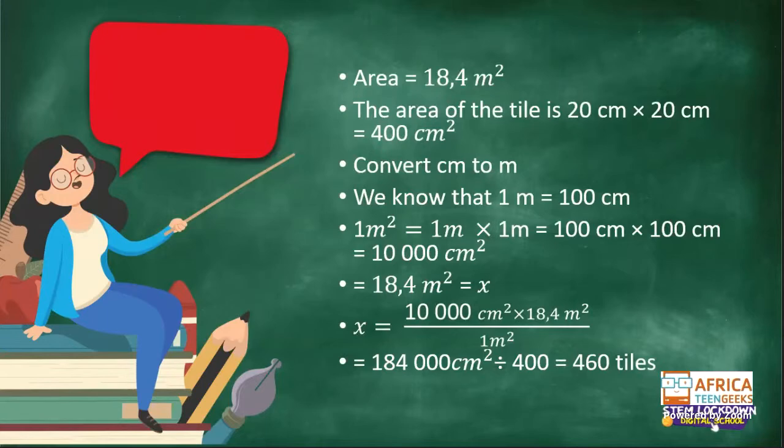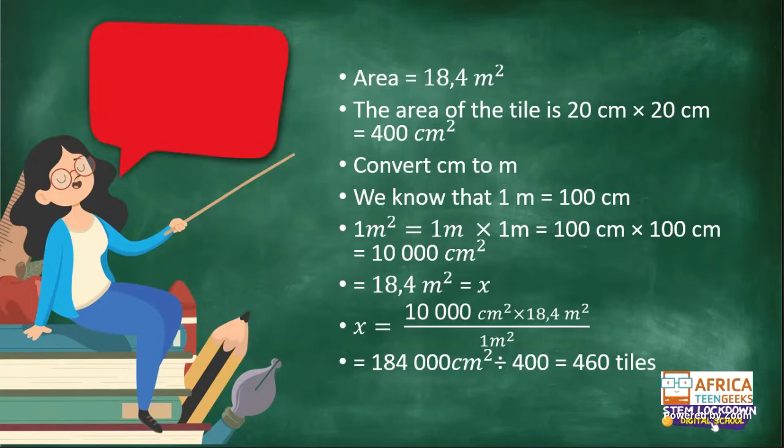Firstly, we need to remember that the tile is 20 centimeters. That is the side of one tile. So in square centimeters, one tile will be 400 square centimeters. That is because you simply multiply the area of the tile, 20 by 20, which is 400 square centimeters. So that will be the size of one tile in square centimeters.